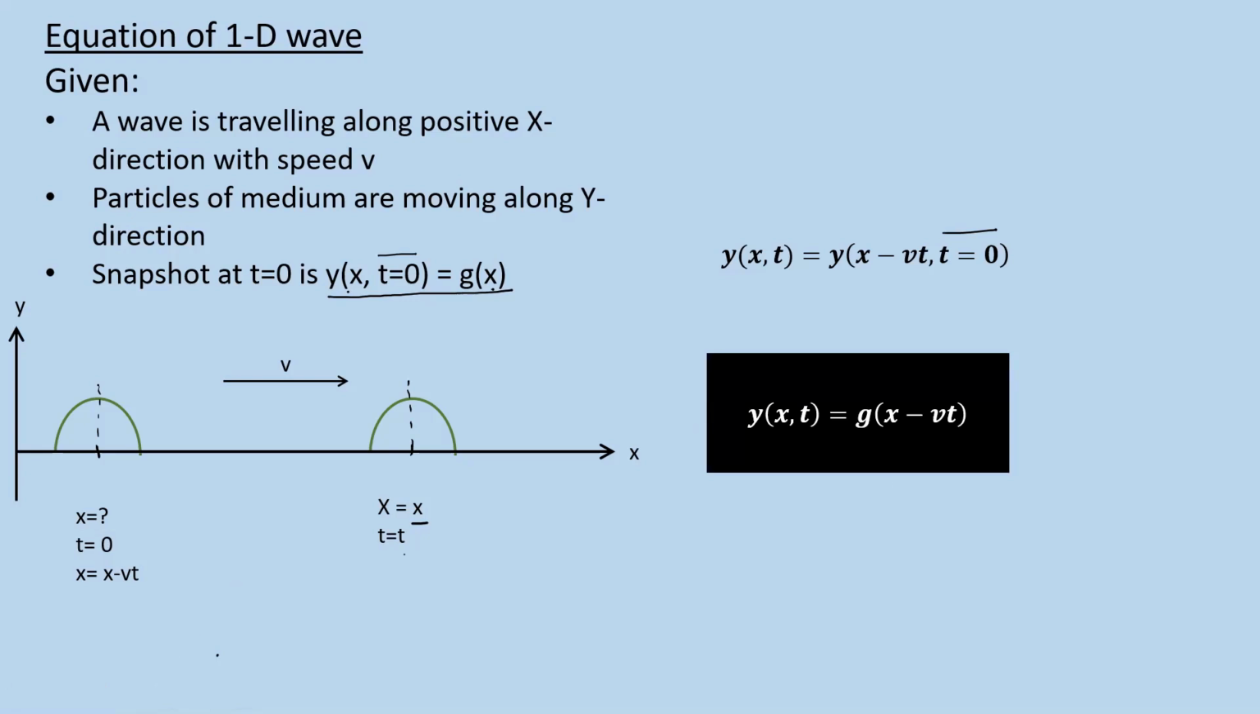And this is the general equation of the wave when a snapshot is given and the wave velocity is given. Here we are assuming that the wave is moving along the positive x direction. If the wave is moving along the negative x direction, the sign inside the bracket x minus vt will change, and that will become g of x plus vt.